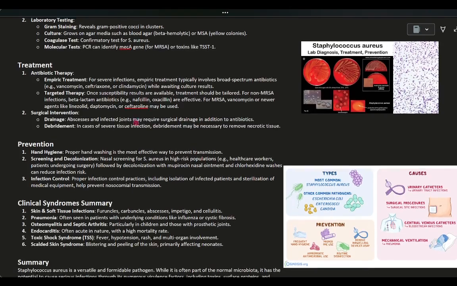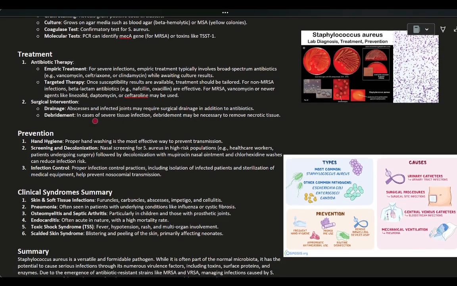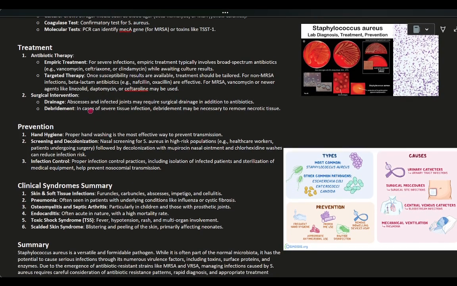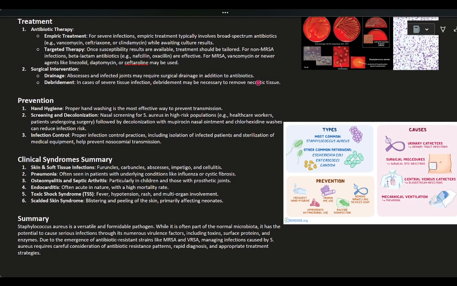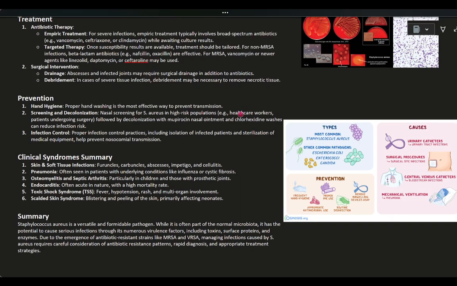We can also do surgical intervention in some cases, where abscesses or infected joints may require surgical drainage in addition to the antibiotics. If we have severely infected tissue, a debridement may be necessary to remove the necrotic or damaged tissue.